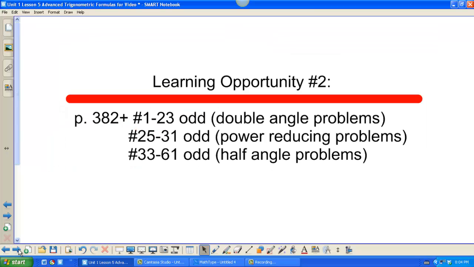Enjoy your learning opportunity number 2, where I have written each of those assignments. Ultimately it is 1 to 61 odd, but I've just sectioned it out so that you can identify the double angle problems, the power reducing, and the half angle.